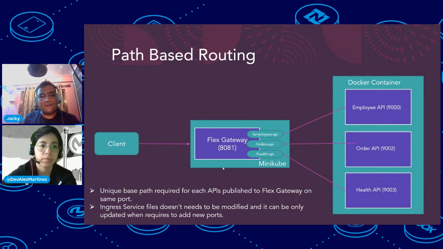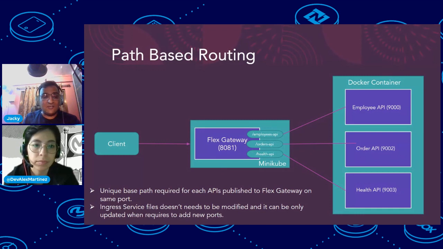Let's consider if I deployed the 10 APIs on my Flex Gateway, the base path must be unique across all the APIs. And here we don't have to modify any ingress service file. In case you want to add some ports, you may use the ingress service file, but you don't have to make changes every time you publish your API. Whenever you want to open some extra port, right?